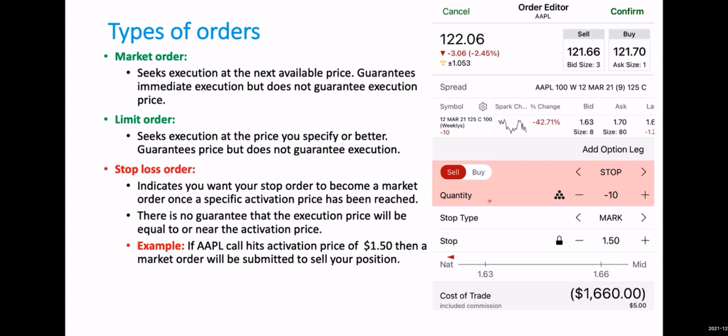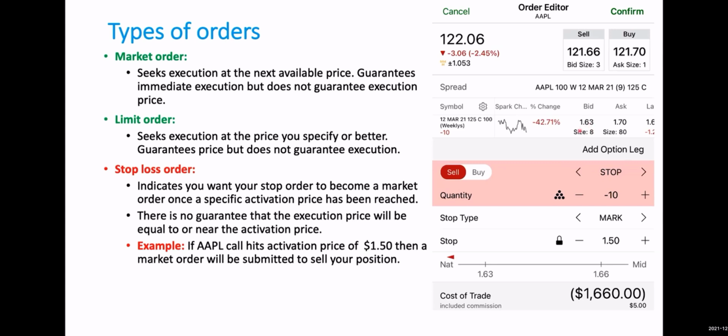So this is what you're here to learn. I'm sure not a lot of people know this, but TOS actually allows you to set stop losses through their application. Okay. So how do you set stop losses? First of all, what is a stop loss in an options order?